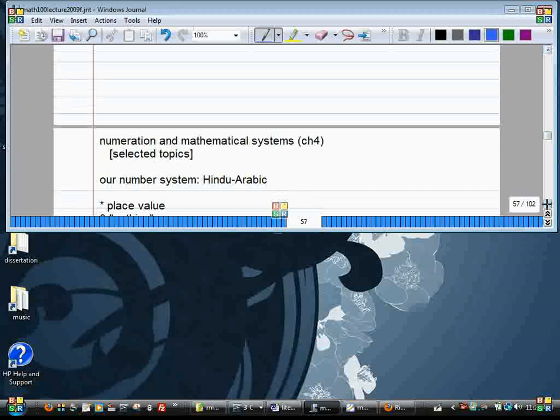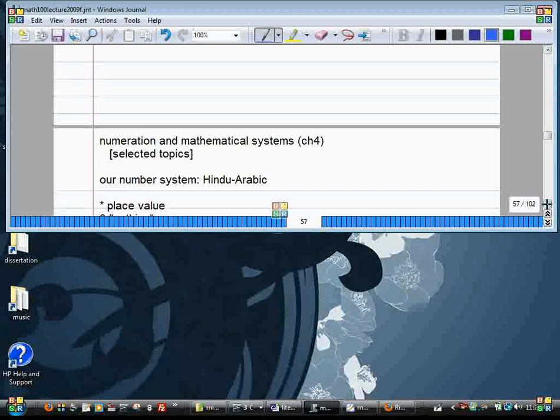So what are the important aspects of our system of writing down our counting numbers? First of all, we have place value. When we write down a 1 next to a 3, it doesn't mean a 1 and a 3. What does it mean? It means 13. And in a second, we're going to look at number systems that don't actually have that.